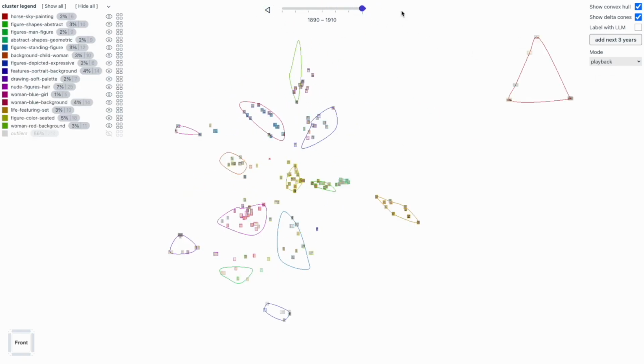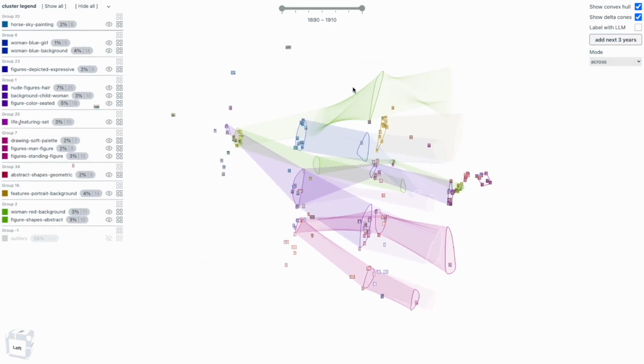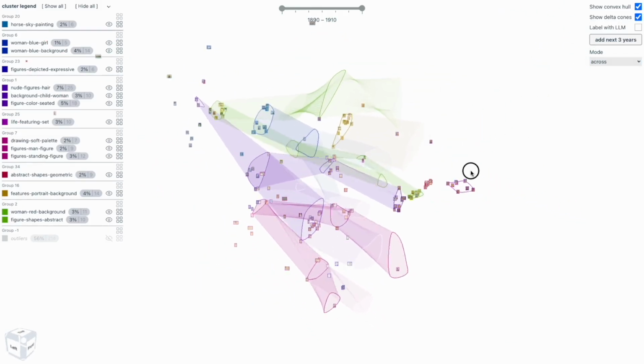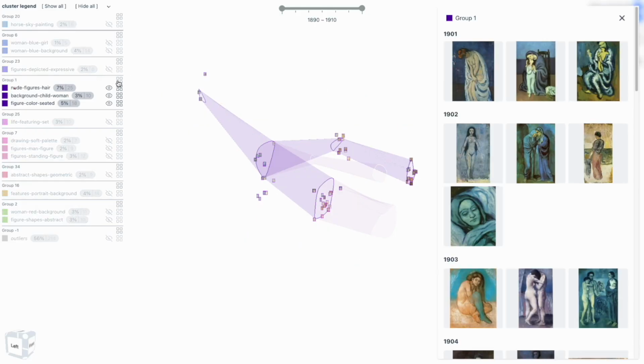We also have the across mode, which shows us the relationship between clusters over different time steps. We can see here that there are some clusters or groups of clusters over time that have persisted. Let's take a look at this purple one here. We can see mostly figures.